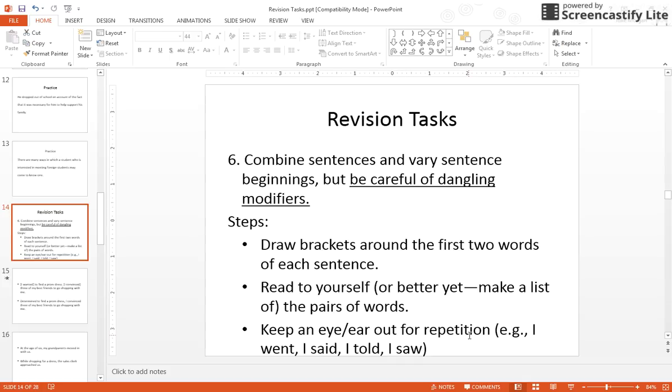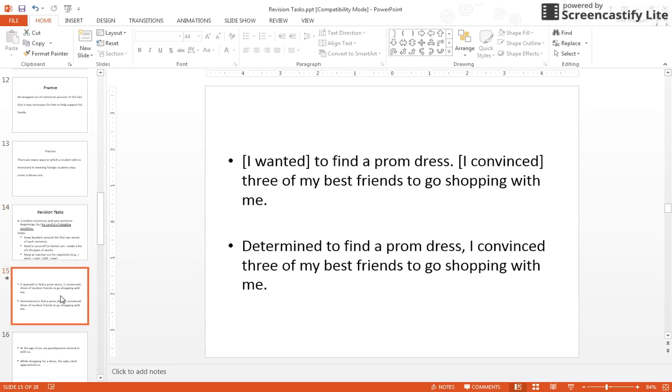So the idea is where you see the repetition, you want to try to combine sentences, vary sentence openers so that you are not repetitive at the beginning of sentences. So this is what it might look like on your paper. I wanted to find a prom dress, period. I convinced 3 of my best friends to go shopping with me. So I have drawn brackets around I wanted and I convinced. Well, I see that I've got 2 sentences in a row that start with I.